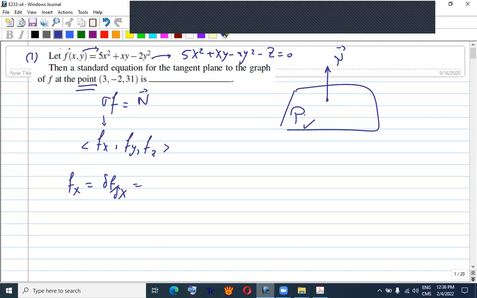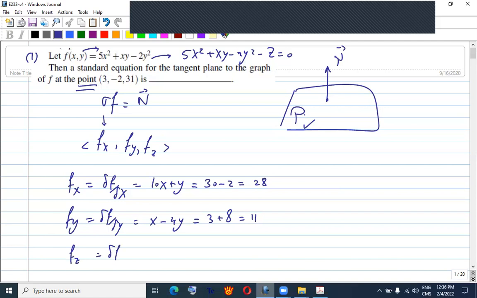Okay, so you are deriving this with respect to x. You get 10x plus y. You can plug in the point right away. So it is 30 minus 2. Okay, fy. Deriving with respect to y is x minus 4y. So you have the x plus 8. Okay, fz, which is minus 1 right away, with respect to z. So this is minus 1.